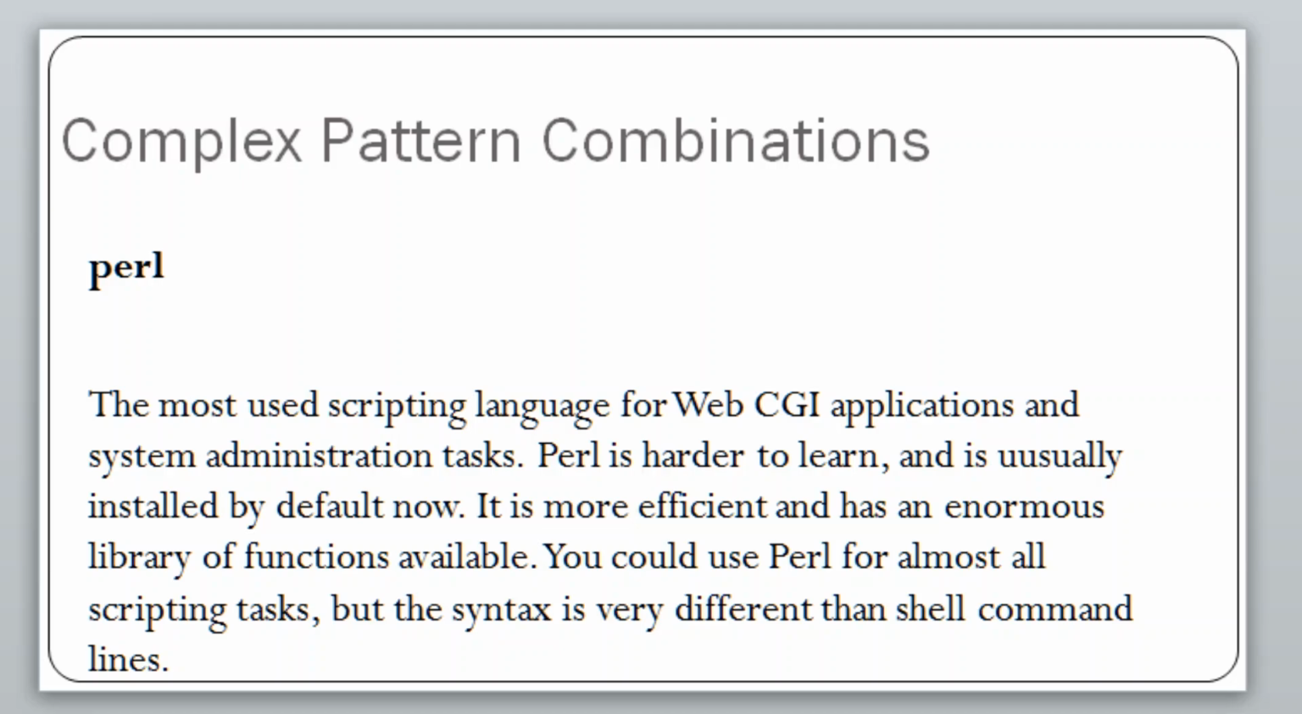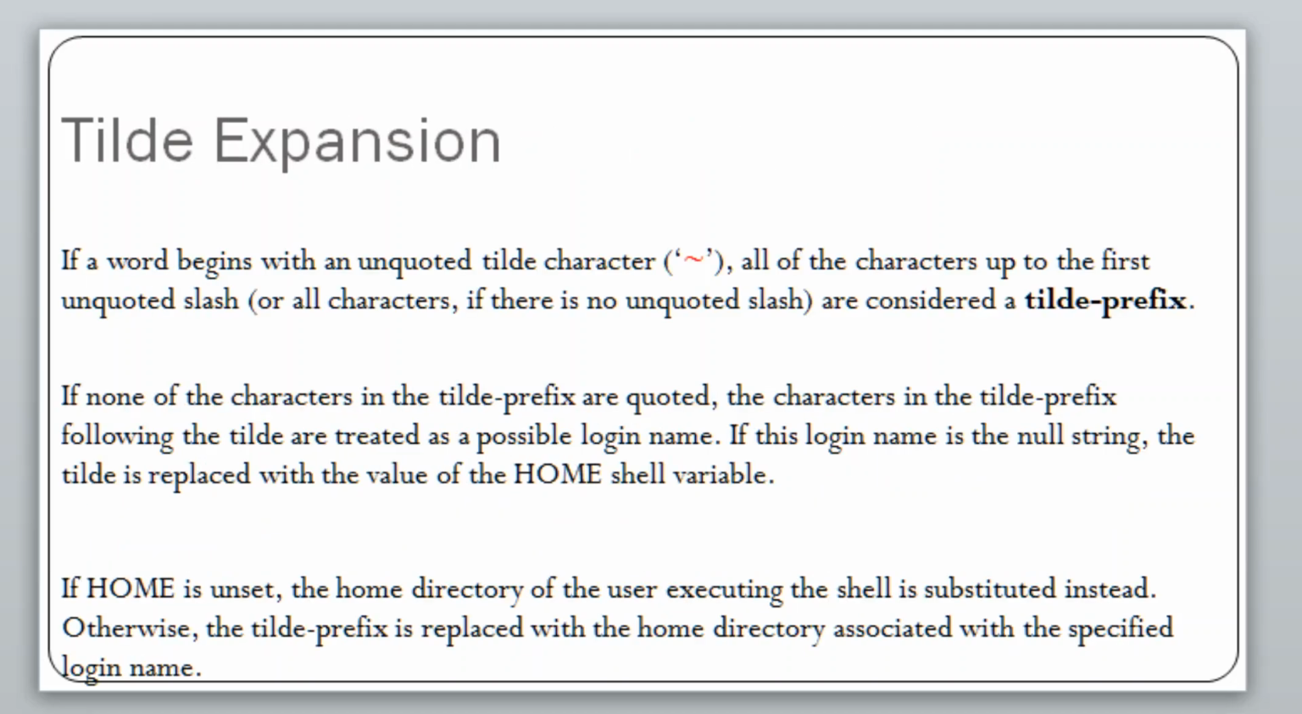So let's talk about complex pattern combinations. There's something called Perl. This is the most used scripting language for web CGI applications and system administrator tasks. Perl is harder to learn and is usually installed by default now. It is more efficient and has an enormous library of functions available. You could use Perl for almost all scripting tasks, but the syntax is very different than shell command line. So we're not going to talk too much about Perl right now, but just be familiar with it and know that it exists. So now we're going to move on to tilde expansion.